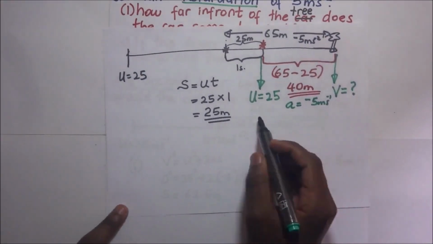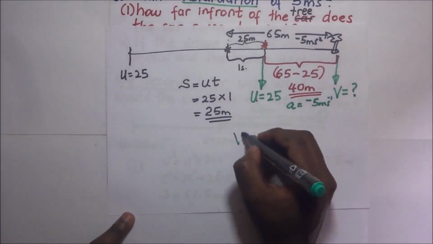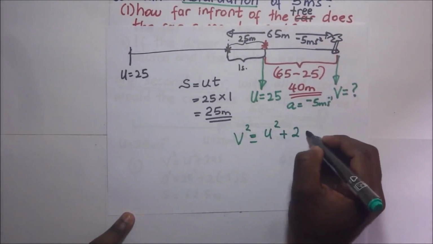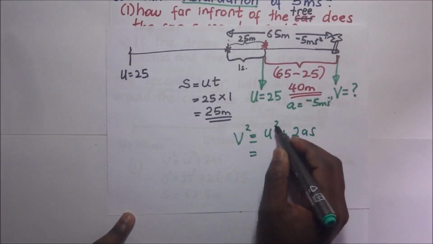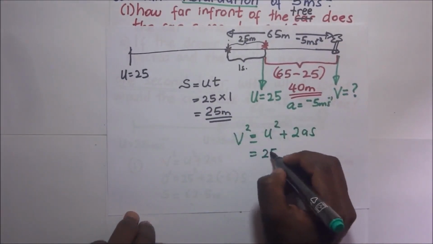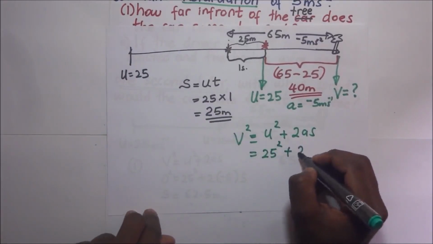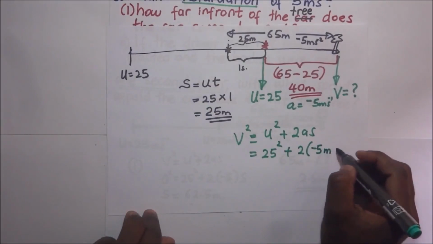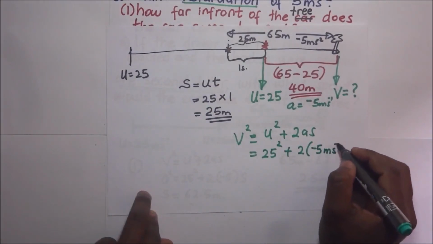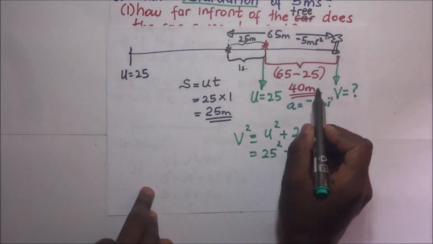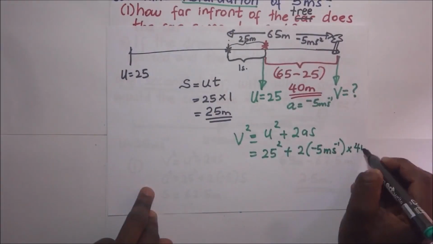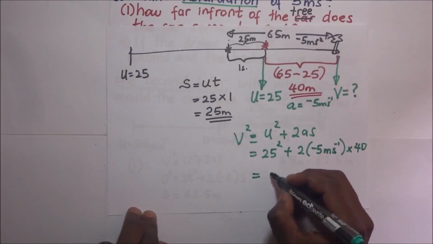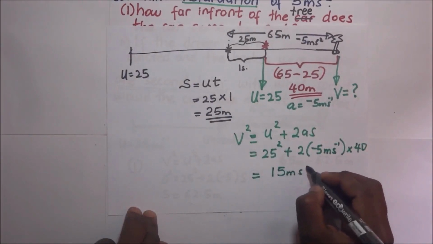So to get the final velocity v, still we are going to say v squared is going to be equal to u squared plus 2as. That's going to be u squared, which is 25 squared, plus 2 times acceleration, which is negative 5. It's negative, meaning it's retarding, times the distance. The distance is 40 meters to hit the tree, and the velocity with which he hits the tree is 50 meters per second.